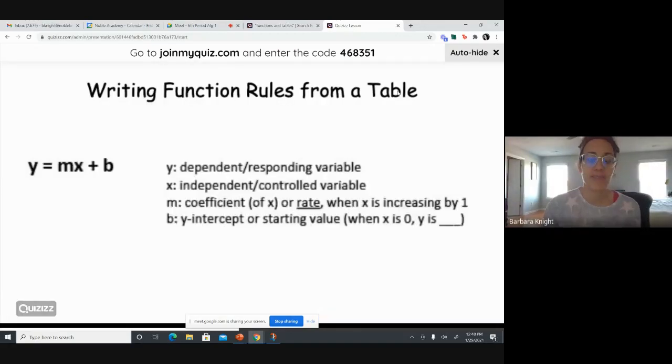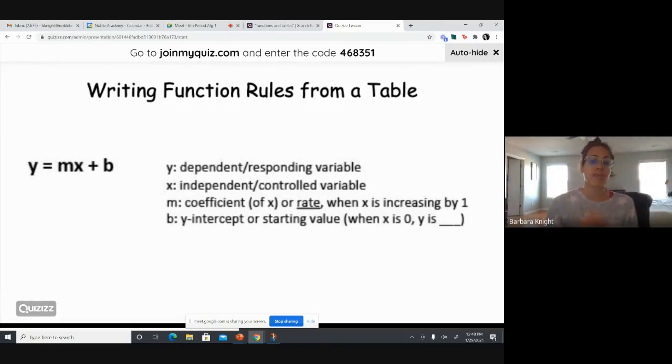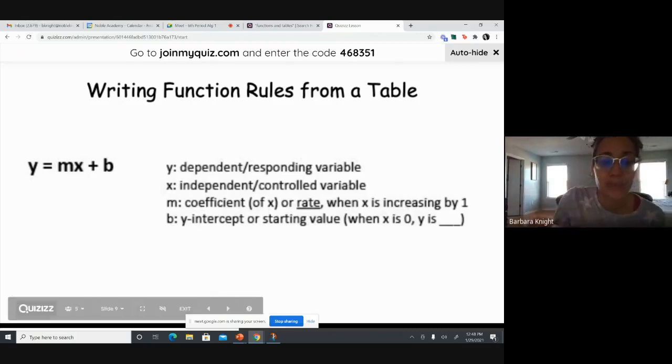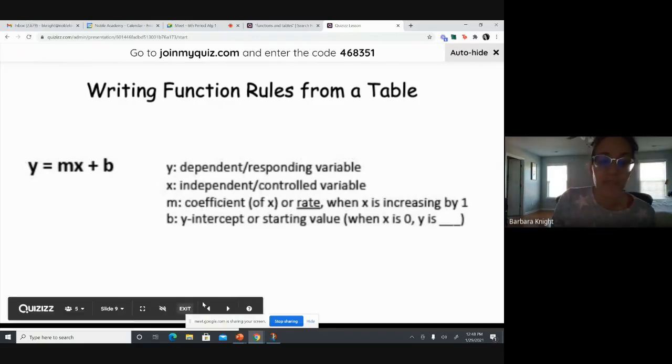All right, now let's move on to writing the rest of our equation. So far, you guys have figured out how to write the m in the equation. But we have to write y equals mx plus b. So y is going to be your dependent variable, x is your independent, m is the rate of change, right? Or the change of y over change of x. And then the y-intercept is your b. So y-intercept just means when x is 0, y is whatever the y-intercept is.